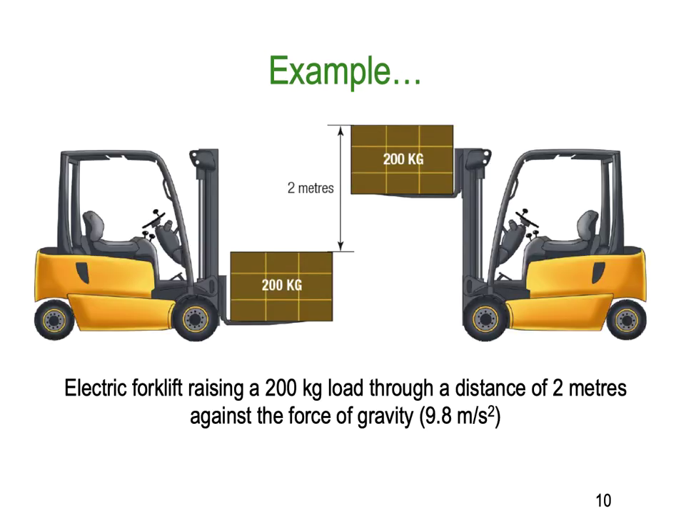So here's a little example. Got a forklift truck and it raises a 200 kilogram load through a distance of 2 meters against a force of 9.18 meters per second squared. That is force applied against gravity. So we're lifting our weight, our 200 kilos, against the force of gravity.